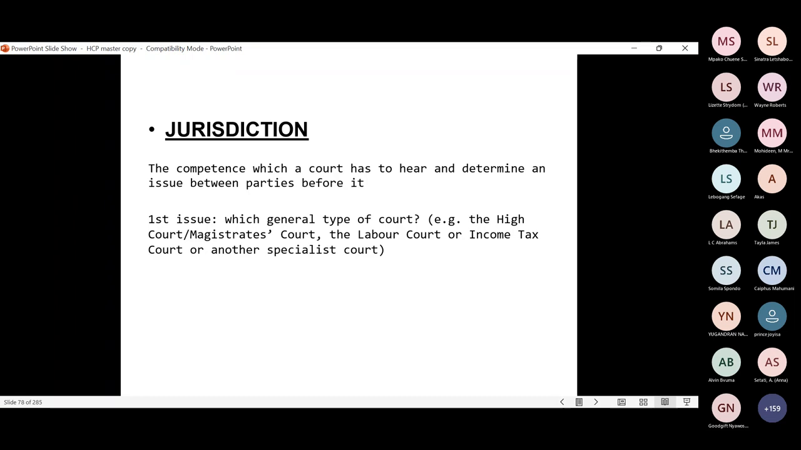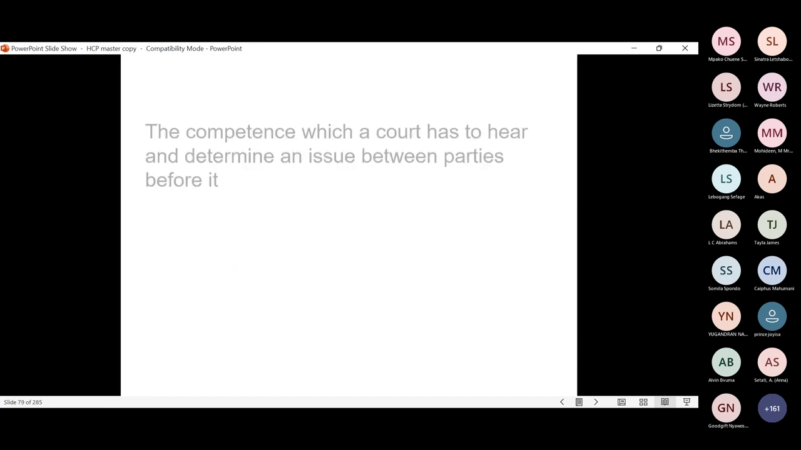Anyway, you must decide out of which court you must institute the proceedings. And then you must look at where the court is situated.